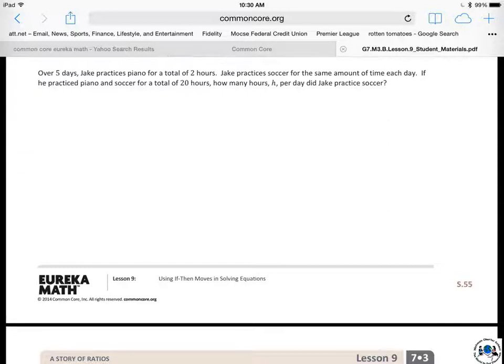Okay. So here we go. Go ahead and do this one after I read it out loud for you. It says, over 5 days, Jake practices piano for a total of 2 hours. Okay, sounding familiar. Jake practices soccer for the same amount of time each day. If he practiced piano and soccer for a total of 20 hours, how many hours, H, per day did Jake practice soccer? Okay. Sounds the same.